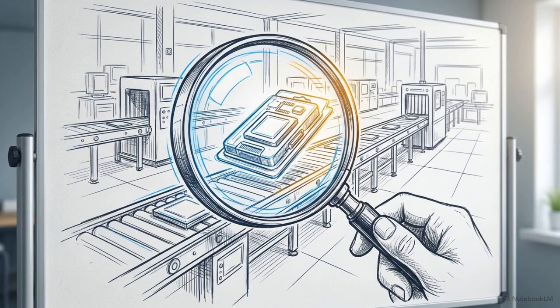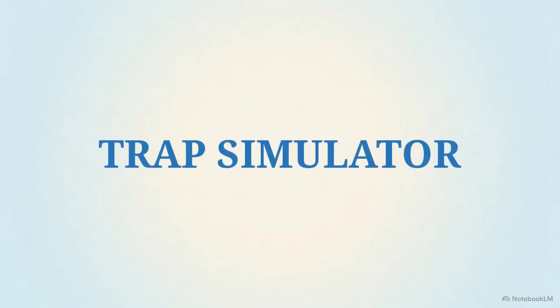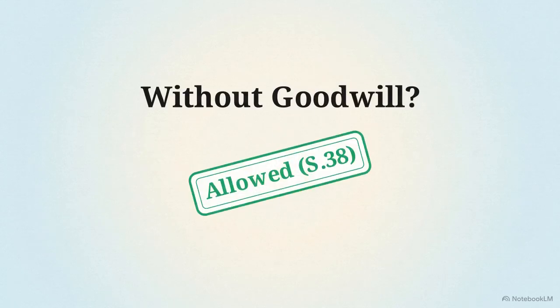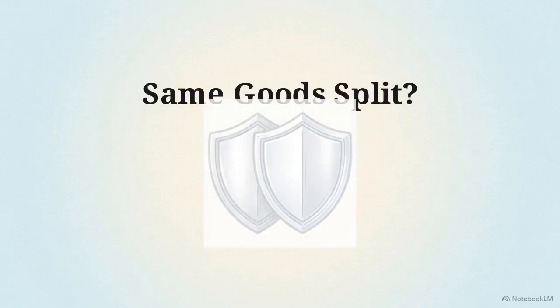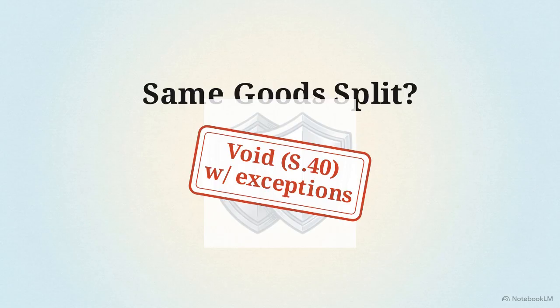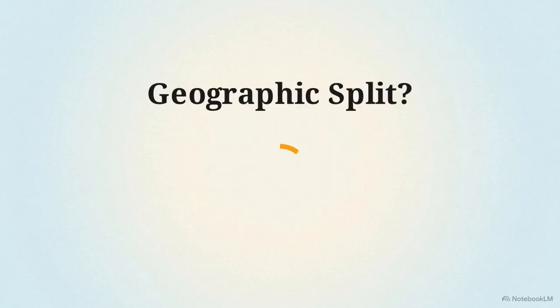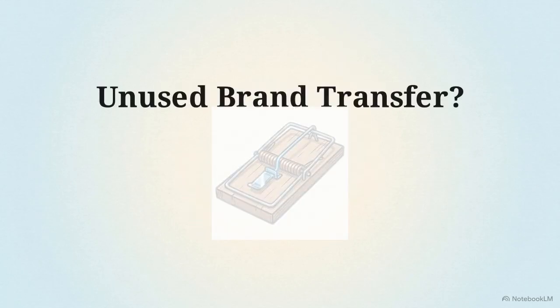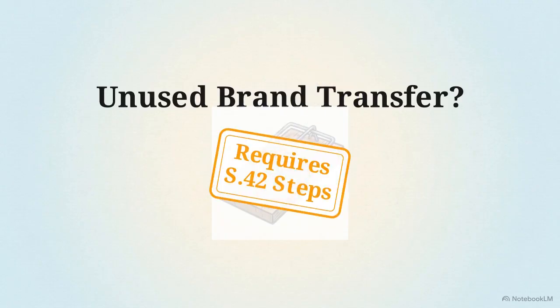Let's run the trap simulator. Question 1. Can a registered mark be assigned without goodwill? Yes, Section 38. Assignment creating identical marks with different owners for the same goods? Void under Section 40, unless the registrar consents. Territorial split of ownership within India? Absolutely void under Section 41. No consent is possible. Assignment without goodwill takes effect when? Only after the registrar's directions and advertisement under Section 42.